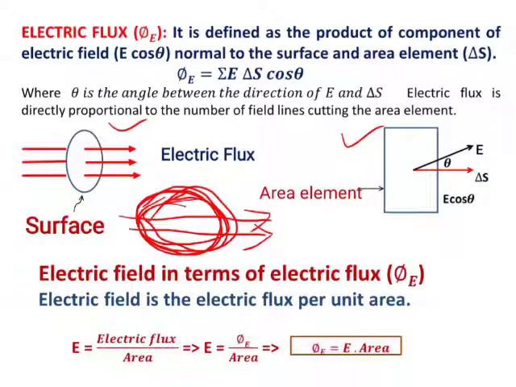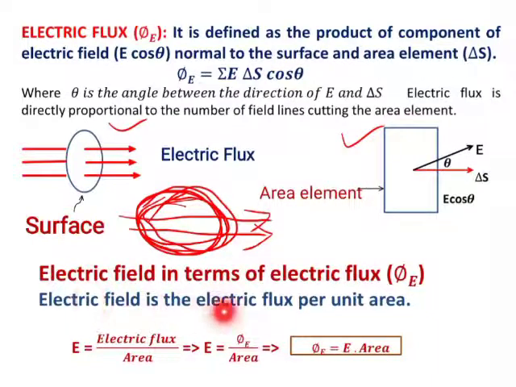Just observe carefully in this diagram: electric field lines are passing through this closed surface area. This is the surface, and that is called electric flux. This is the area element, and this is the electric field line which is passing through the surface area. This is the direction of the surface or area element, which is perpendicular to the surface. We call it a normal. In the next slide we will discuss the normal or area vector in detail.